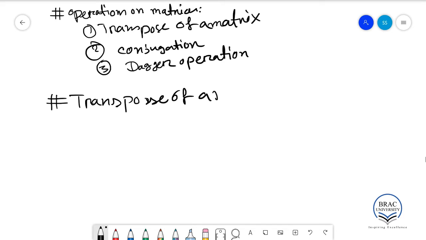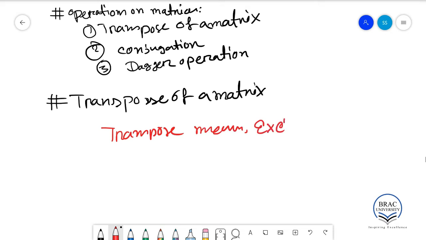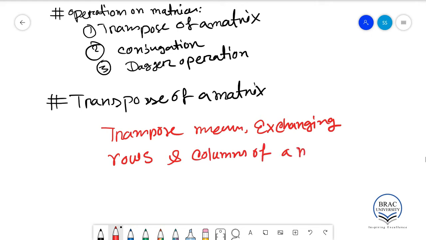of a matrix. So what does transpose mean? Transpose means exchanging rows and columns of a matrix. Let's take an example.